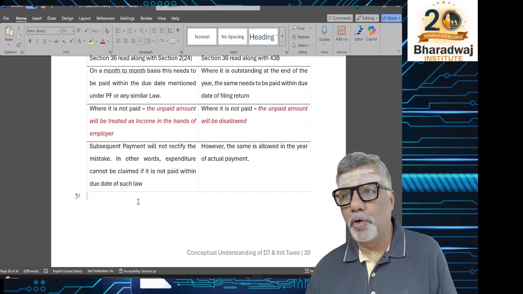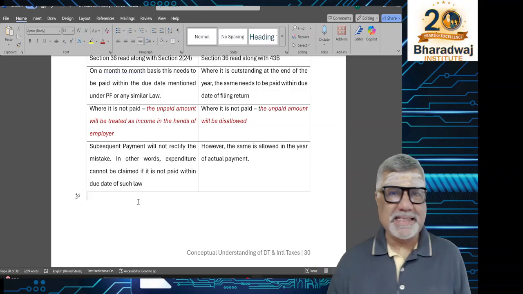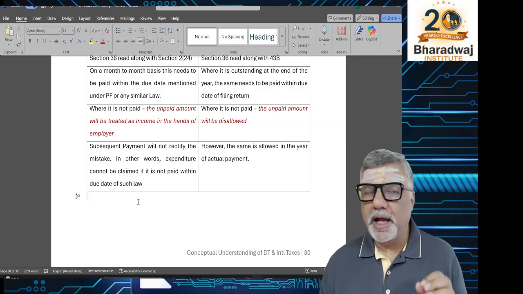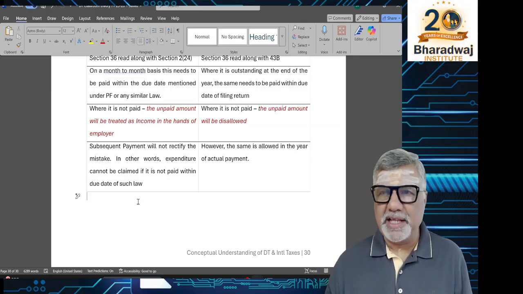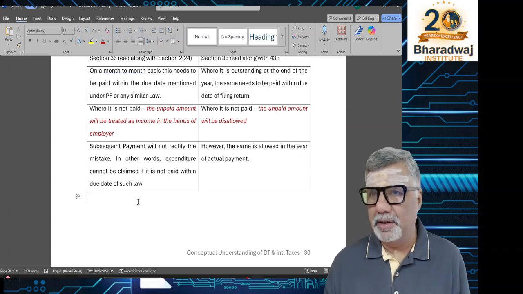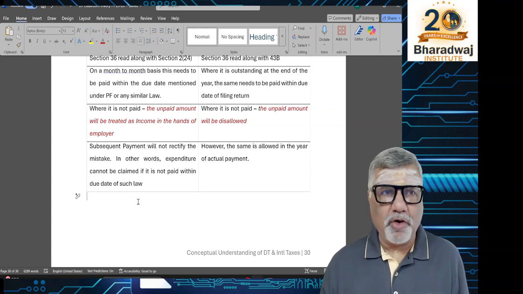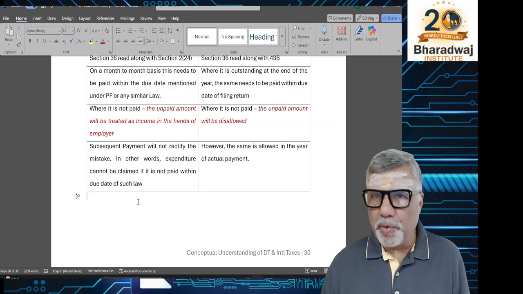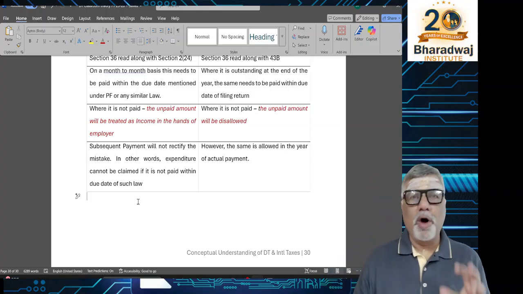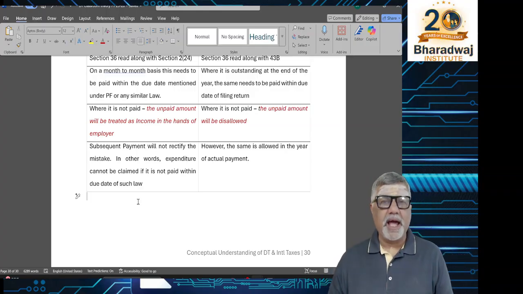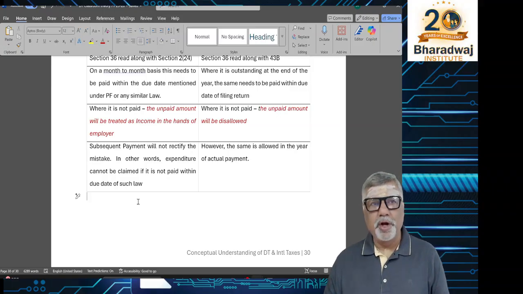Now I'm progressing to the next discussion, that is MSME payment. Though we are saying MSME, only MS is covered. The provision is not for medium. It is only for micro and small sector. Okay. What does the law say? Again, they are considering it as a statutory due. Pay it within the due date. Otherwise, I will not give the expenditure in the year of incurrence. I will only give the expenditure deduction in the year in which actual payment is made.